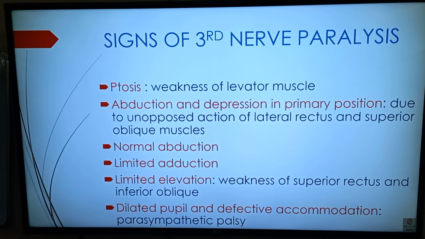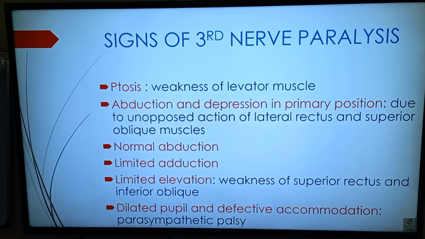First, the patient will present with ptosis. There's going to be weakness of the levator muscle due to which ptosis occurs. Then there's going to be abduction and depression in primary position due to unopposed action of the lateral rectus and superior oblique muscles. There's going to be normal abduction. Adduction is going to be limited because the medial rectus is involved. Then there's going to be limited elevation because of the weakness of the superior rectus and inferior oblique muscles. And there's going to be a dilated pupil and defective accommodation because of the parasympathetic palsy.